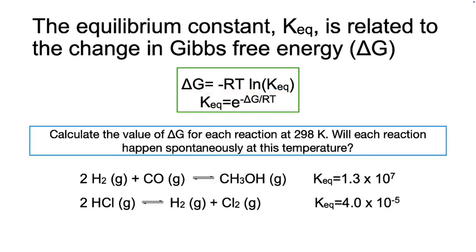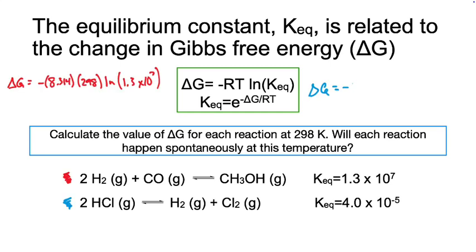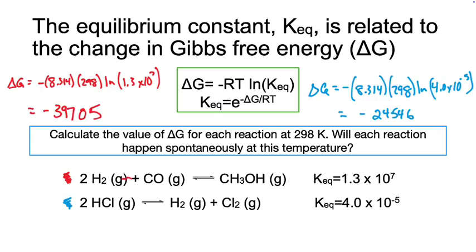Calculate the value for delta G for each reaction at 298 Kelvin. Well, each reaction happens spontaneously at this temperature. Okay, so it's now a question of just plugging and chugging and getting some numbers. So spend some time, plug and chug. So if we go through, I've got some numbers written up here, and there's some debate over the size of the numbers. We'll talk about that in a second.